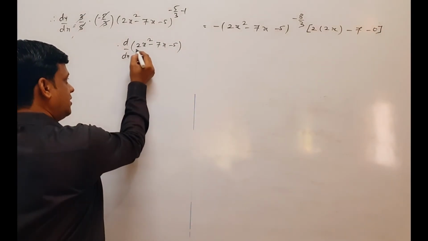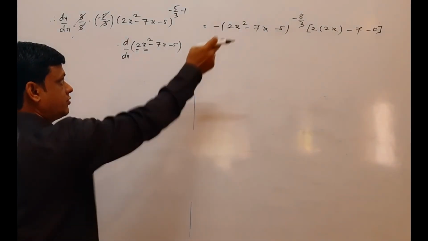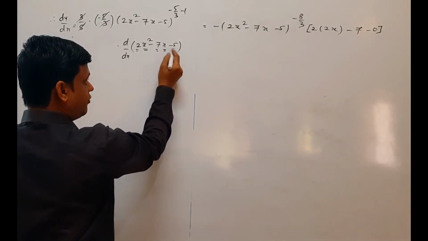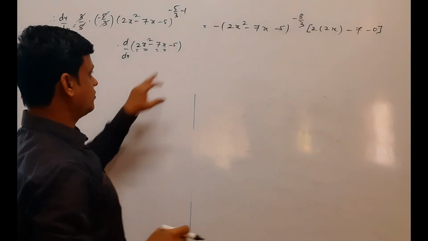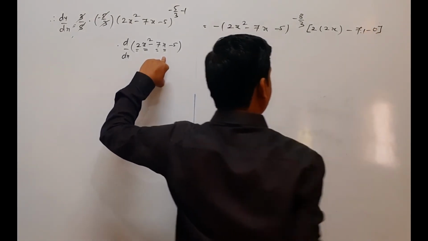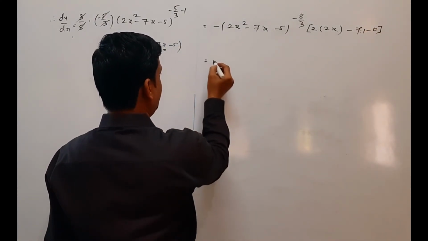2 is constant, so we have to find the derivative of x square. So we write derivative of x square as 2x. 7 is constant, so we have to find the derivative of x. So derivative of x is 1. So we write 7, or we can write 7 into 1. So write in next step.